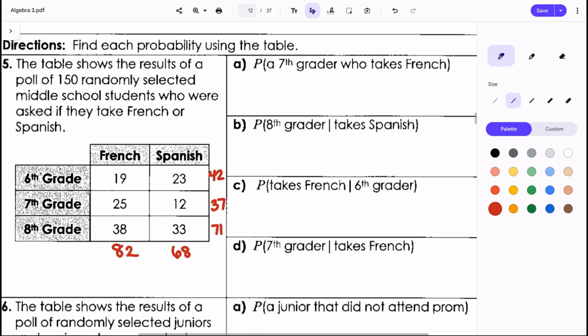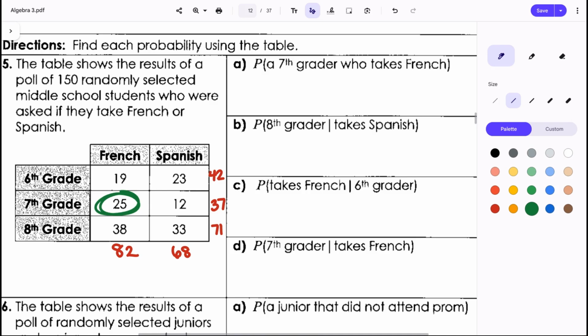Okay, I put the totals up there. Just make sure you guys got the same numbers I did. Now, if you look at part A, it doesn't have the given notation. It just says a seventh grader who takes French. So we're not having to follow what we did on those last ones. This is just saying how many seventh graders take French out of the total number of kids that were surveyed here. So seventh grader who takes French would be right here.